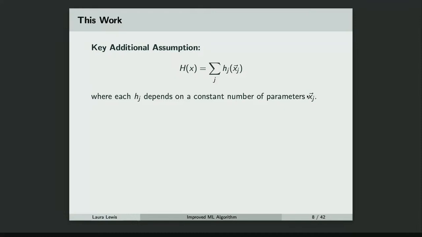Okay, so before, hj could depend on the entire parameter vector x at once, like all m parameters. But here I'm only saying that it has some more local structure, which is that each of these local terms only depends on a few of them at a time. And this is really a key that I'll refer back to many times.